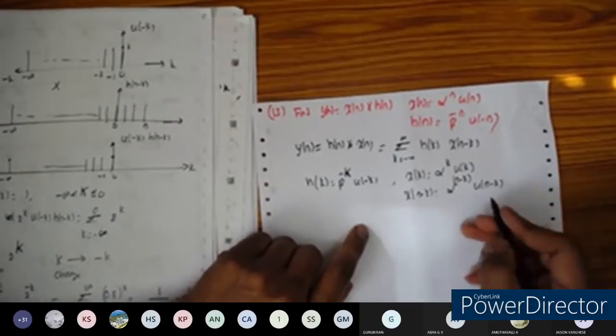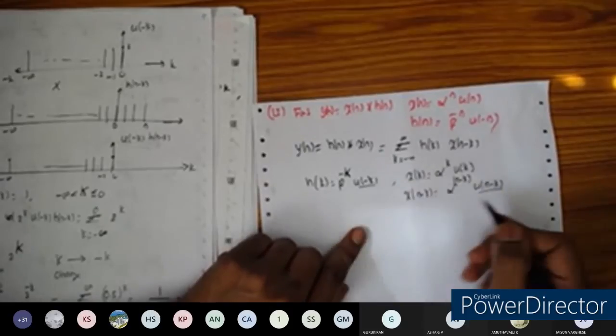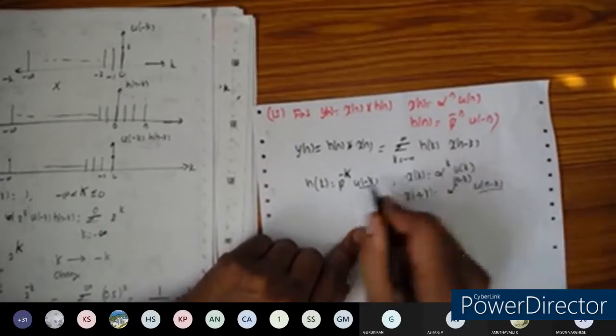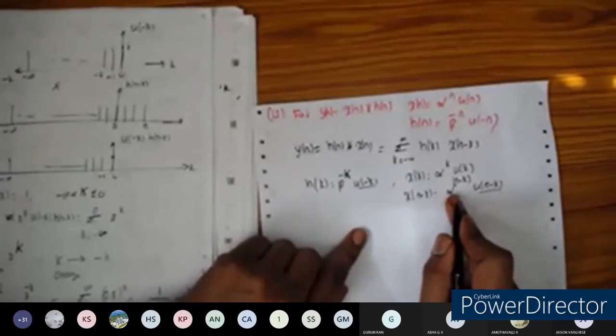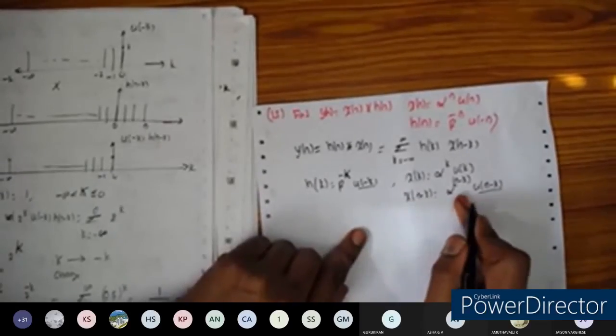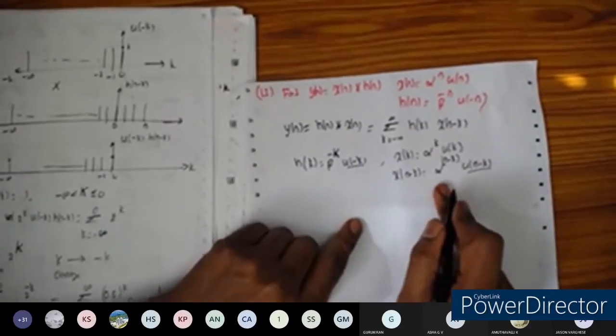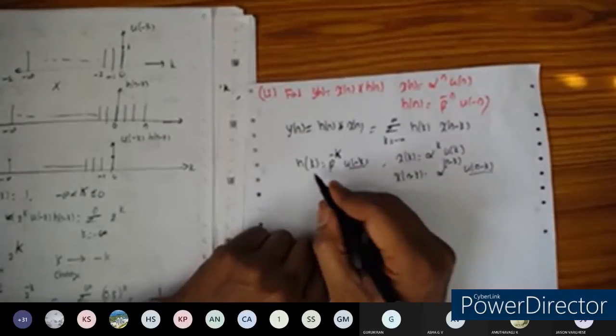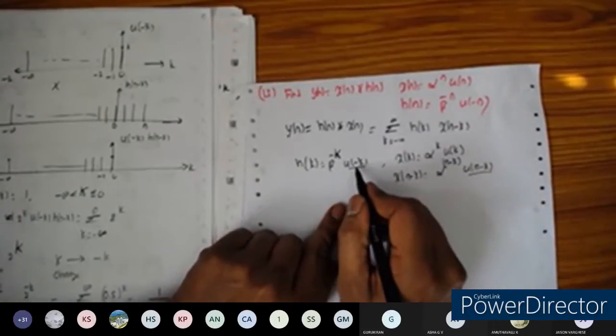So right now I'll take only these terms. The u of terms, the unit step function terms, I'm going to take here, and I'm going to keep the alpha terms there only, so that the product can be done easily here. So first one is h of k, which consists of the u of minus k.